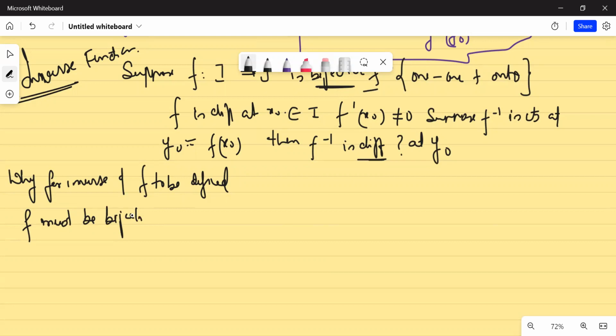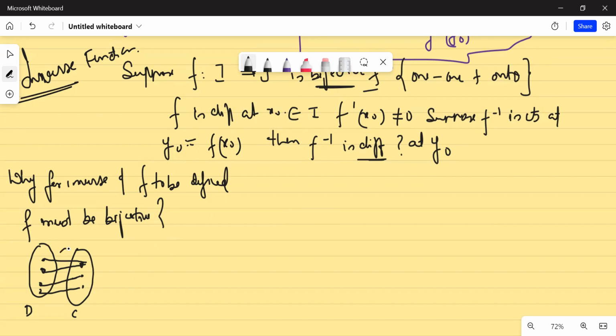So what does bijective mean at the very first place? Bijective means your function is one-one. First, I'm just writing one-one. So let's say my function is not one-one. Then what will happen? It may be possible that two points have the same image. Is that clear? And this is your domain and this is your codomain, right? Is that clear?